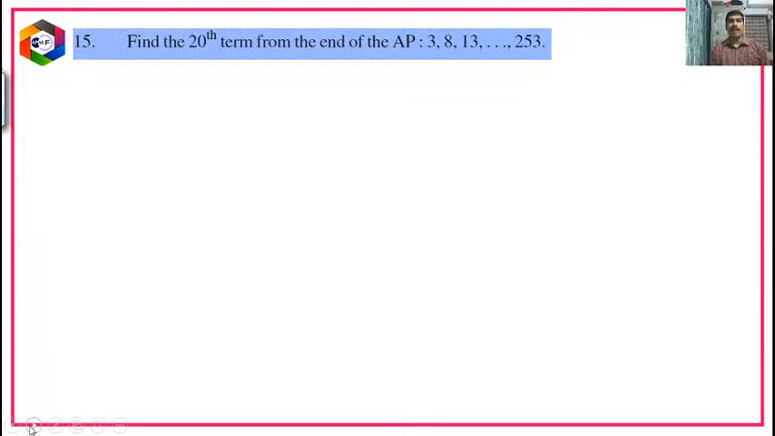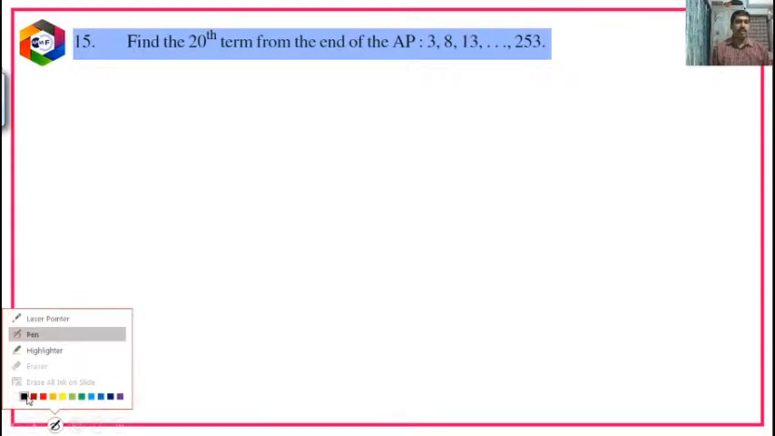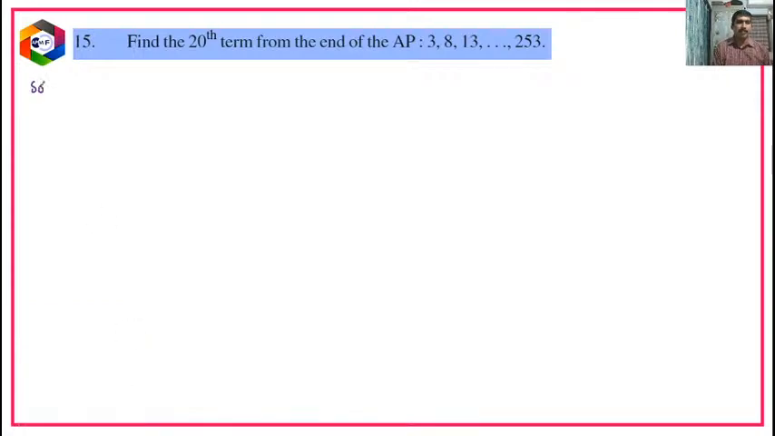So find the 20th term from the end of the AP 3, 8, 13 and so on to 253. Okay children, and it is also another important question. It is a different model, and in an examination there is a possibility of it being given. Even in competitive exams this model is used. So find the 20th term from the end.